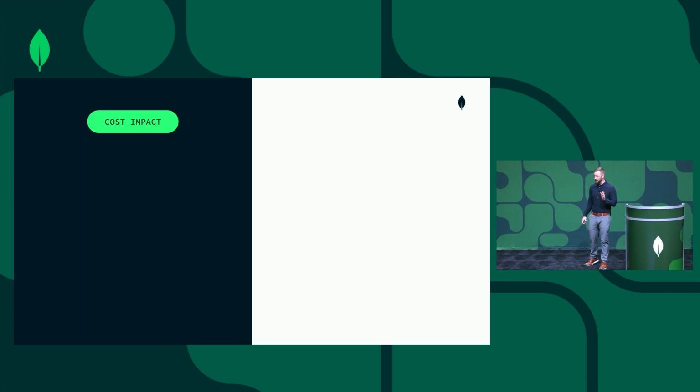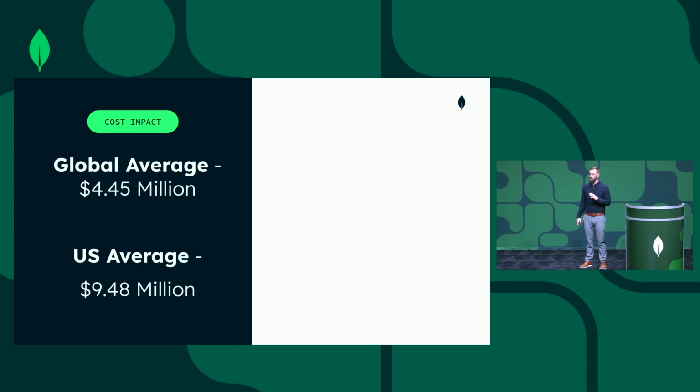So let's look at some of the cost impact when we have different types of cyber attacks across the globe. First, the global average for a company is $4.45 million per attack. That's not for the total year, that is for one individual attack. And there are companies that have multiple of these a year if they don't have their security system set up properly, so this can really start to add up. If we look at the United States as a whole, the average is double that, about $9.5 million for US companies. So it's a very large cost.